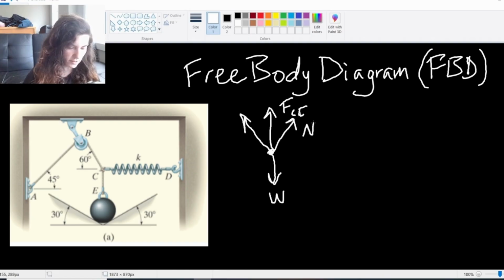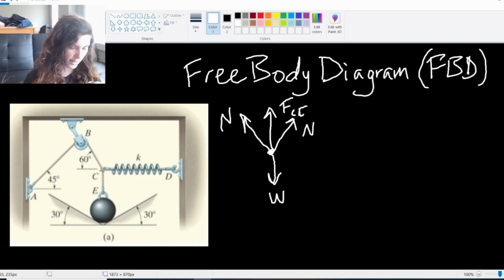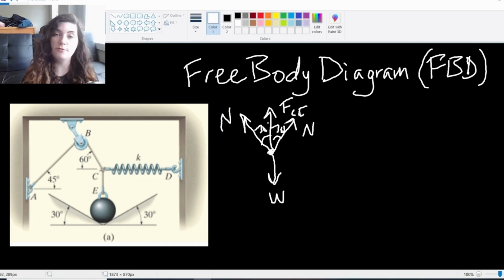Normal forces, that is what it is experiencing from sitting on the wedges there, right? So this angle here is the 30 degrees. So this would be another example of a free body diagram for the ball itself. We could also pick other points within this system to look at a free body diagram for.